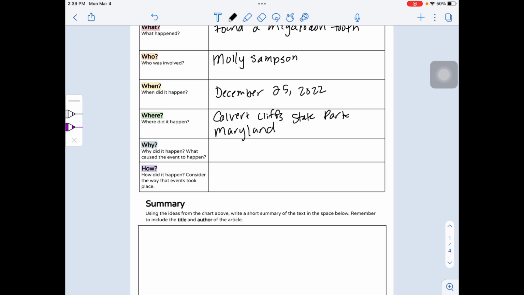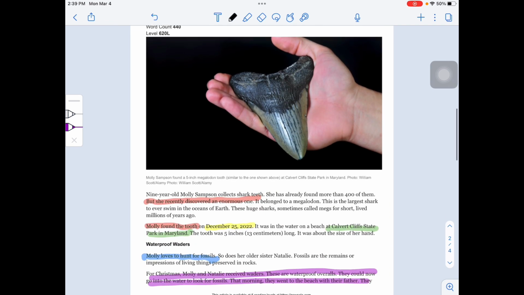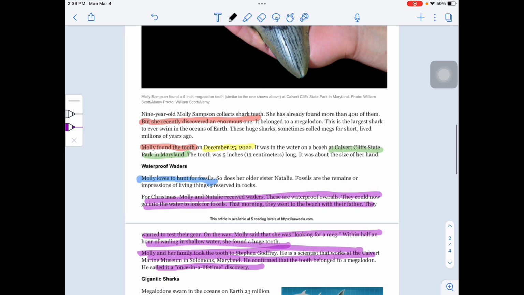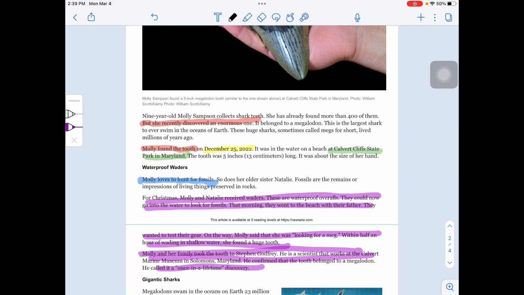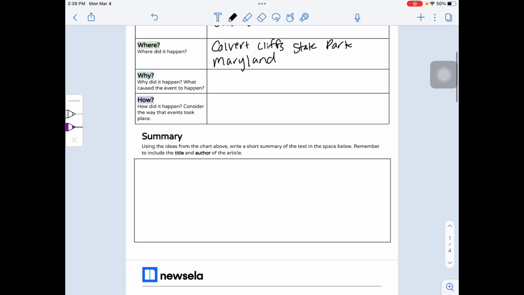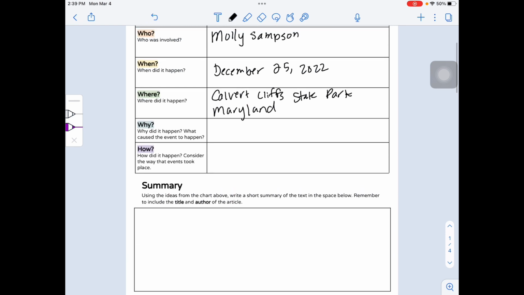The why did it happen? What caused the events to happen? There's a bunch of information here. For the why she found it, I did note in blue there that she likes to hunt for fossils.